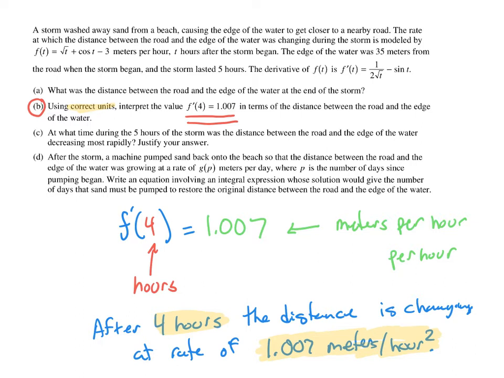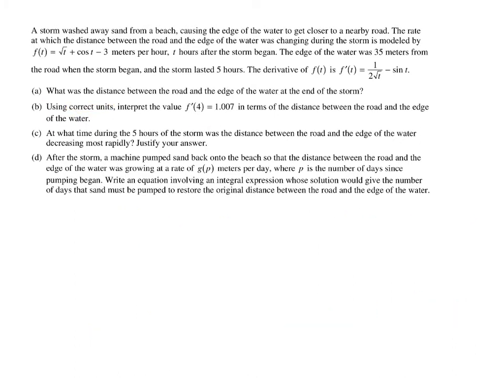Let's tackle part C on the next slide. Let's look at part C. Part C says, at what time during the 5 hours, at what time, let's make sure we underline that because that's telling us what we want to find. At what time during the 5 hours of the storm was the distance between the road and the edge of the water decreasing most rapidly? There's a bunch of English going on there.